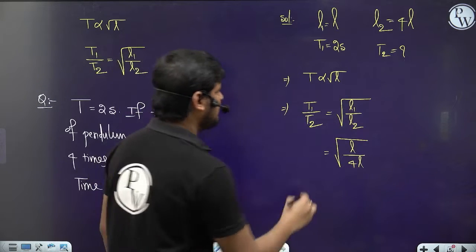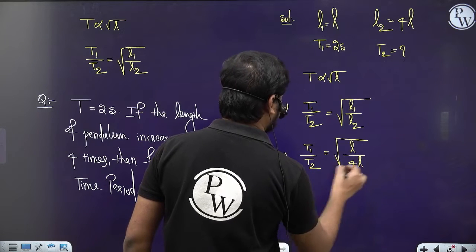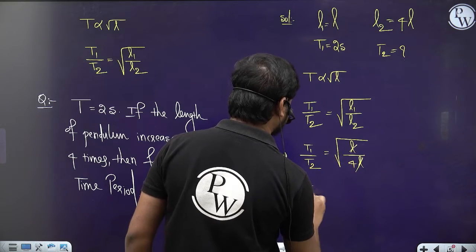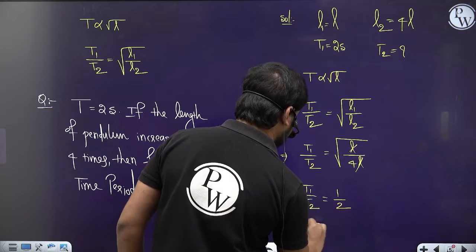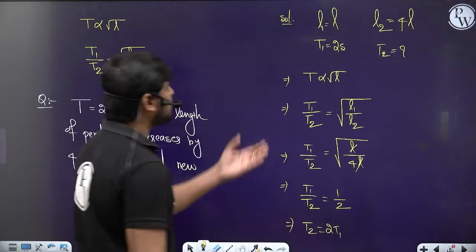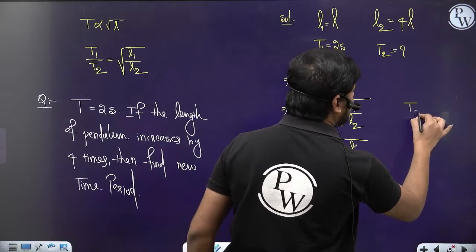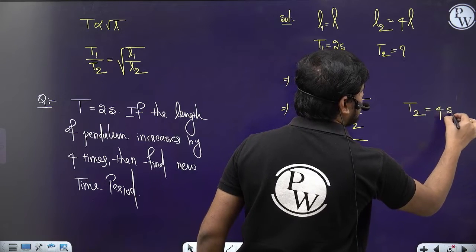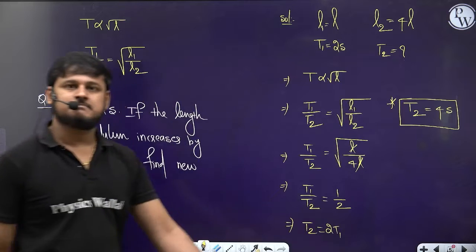4L. So then T1 by T2 is equal to, L gets cancelled. So T1 by T2 is equal to 1 by 2. So from here T2 will be equal to 2T1. T1 is already given as 2 seconds. So the new time period T2 will become 4 seconds. That's it. The new time period has become 2 times.